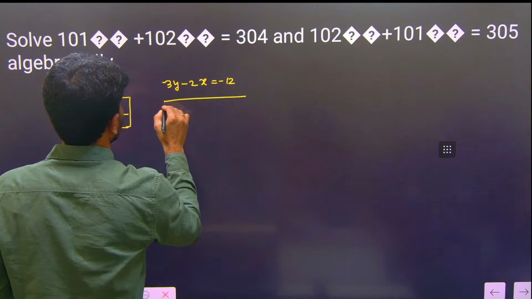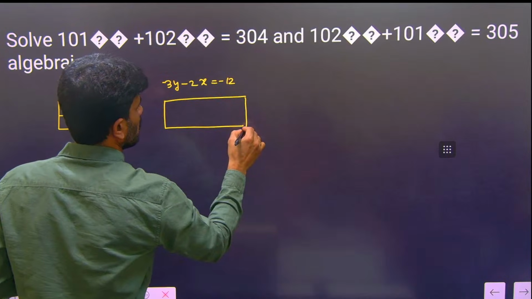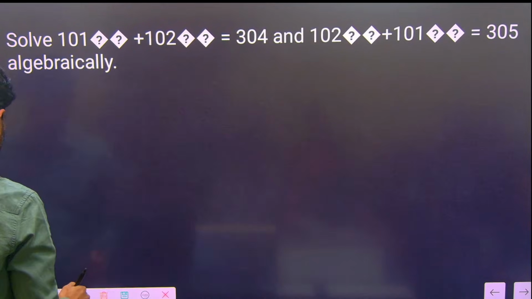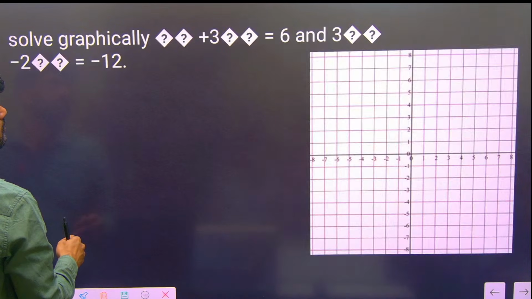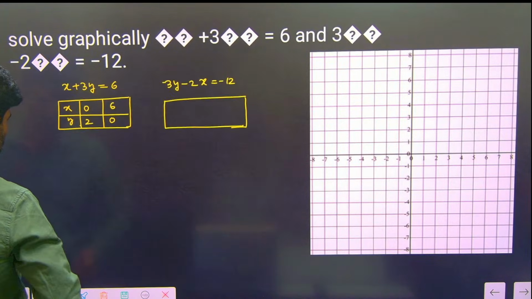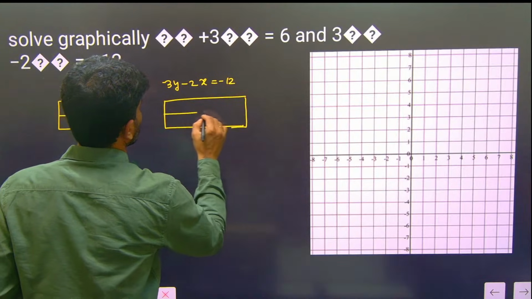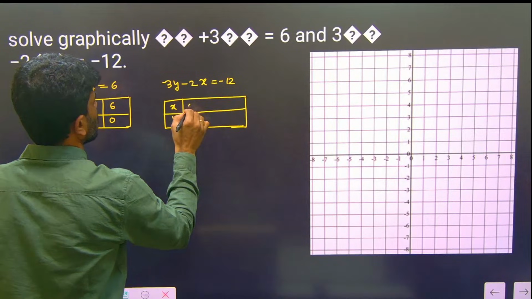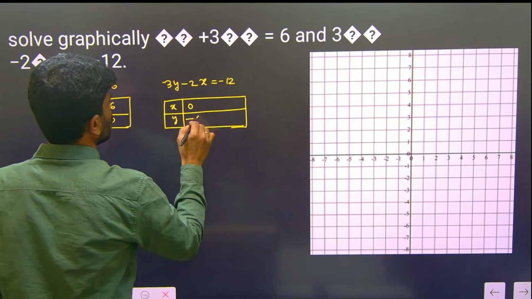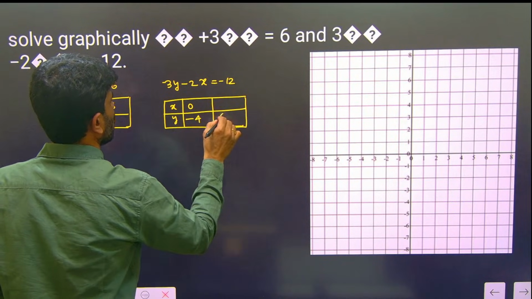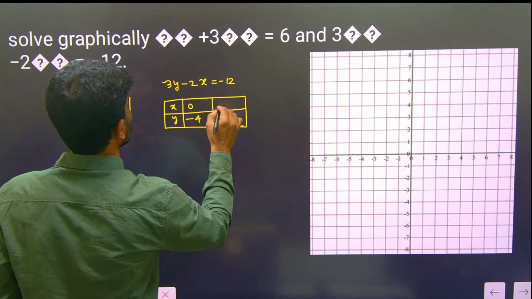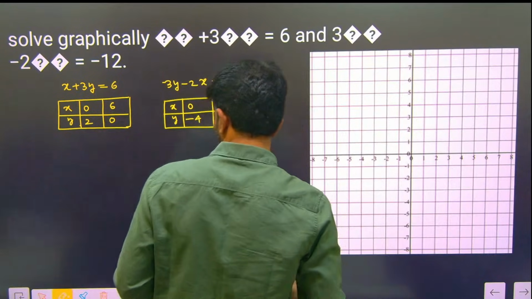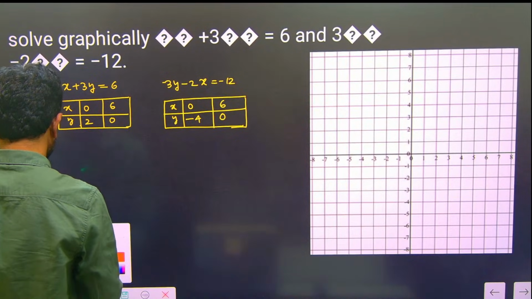Similar here, this is another one. x equals 0 we took, y is equal to minus 4; y equals 0 we took, x is equal to 6. We got this point, I am not writing all these values now. Now we will locate the points in the graph.